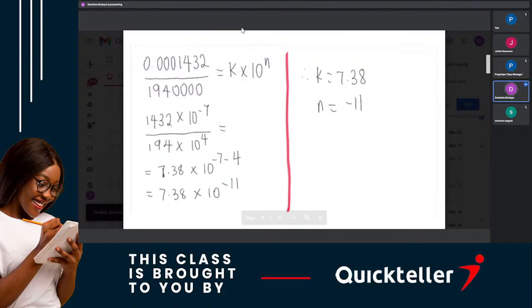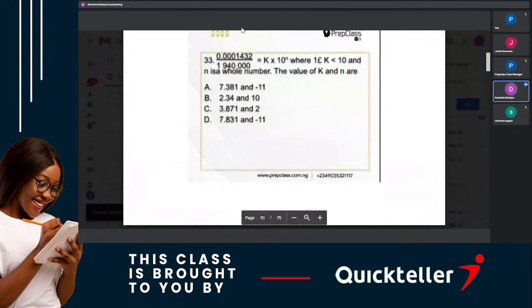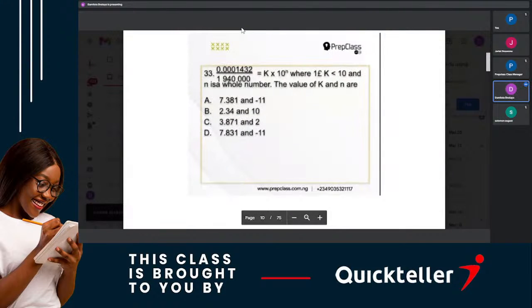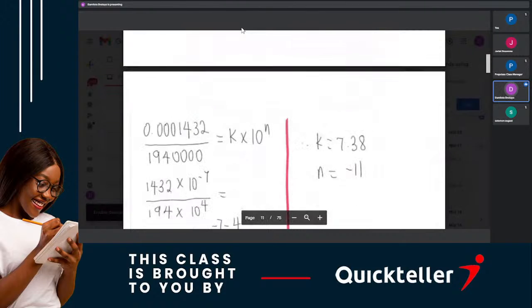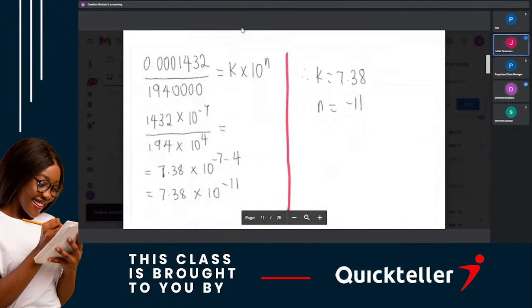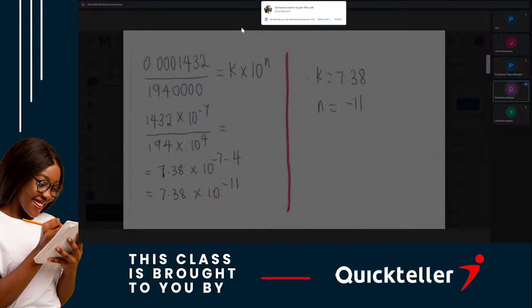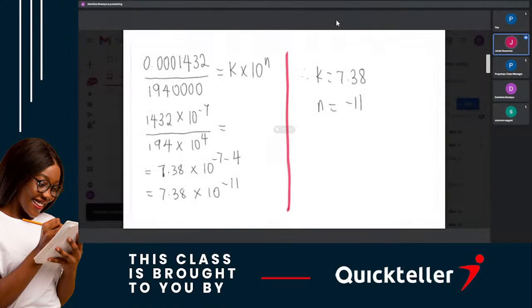It is just a format math. You are working the math on format. A times 10 to the power n. The format of your answer in standard form is 7.38 times 10 to the power minus 11. So my k is 7.38 and my n is minus 11. Is that clear? Yes, sir.